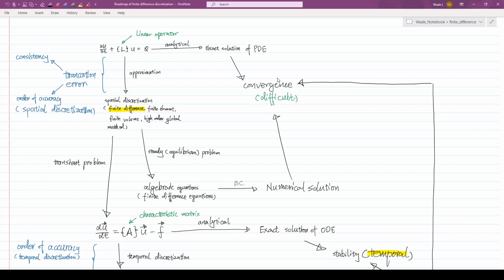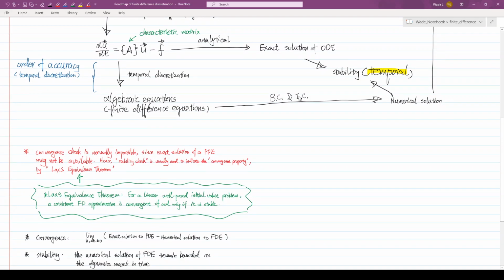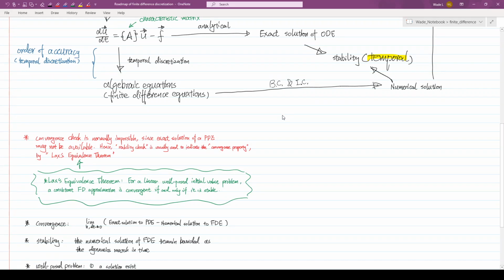To this end, the stability check is usually done to indicate the convergence property by the Lax equivalence theorem. The Lax equivalence theorem states that for a linear well-posed initial value problem, a consistent finite difference approximation is convergent if and only if it is stable. Hence, there are a few concepts we should be clear about.